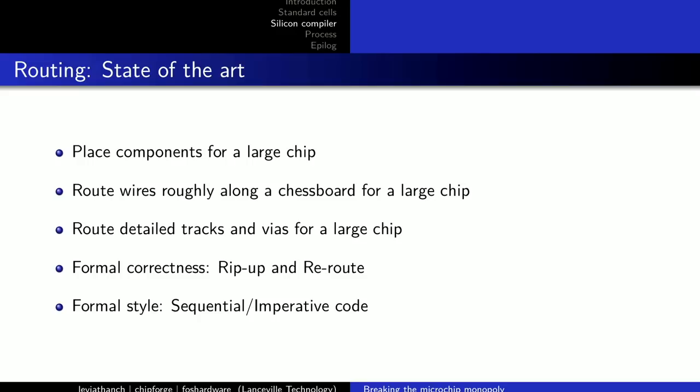So you do placing for a very large chip, floor planning, and then you do global routing, which you can imagine like routing along a rough chessboard. After that, you do a very detailed routing where all the different constraints regarding your technology come into play. And so, again, the formal correctness aspect: you have some imperative algorithm that you cannot prove will not blow up. It's also not very parallel code, so you're still stuck with the sequential nature of the code, and you have no parallelism.